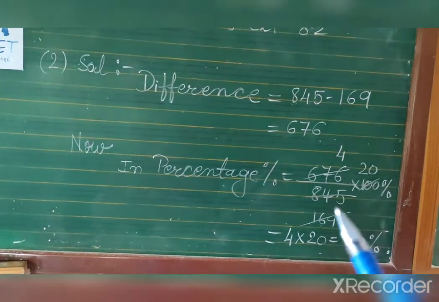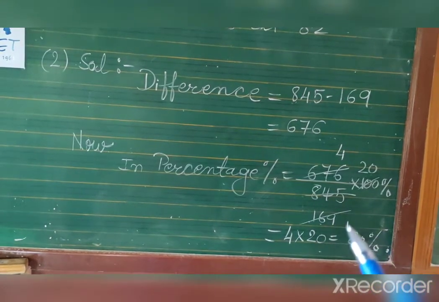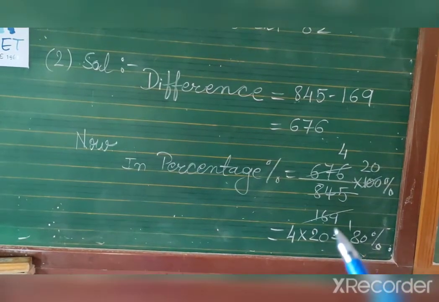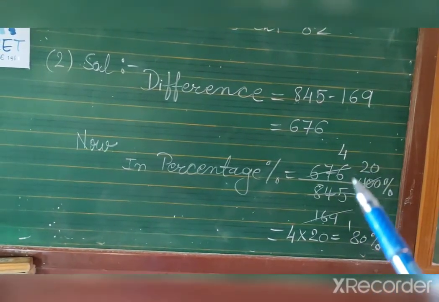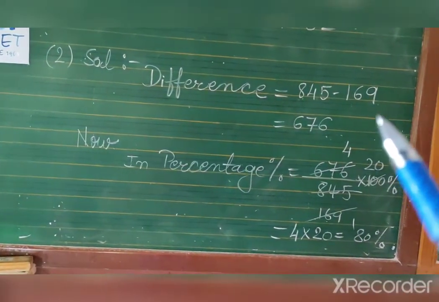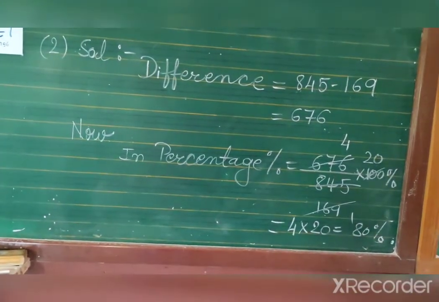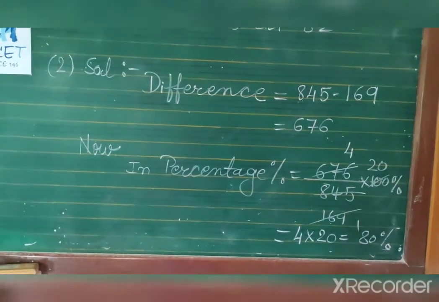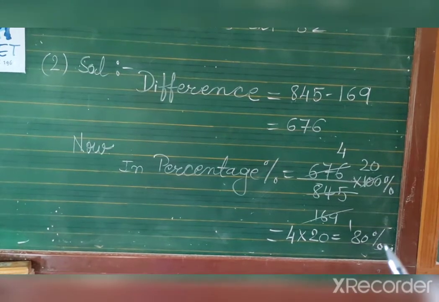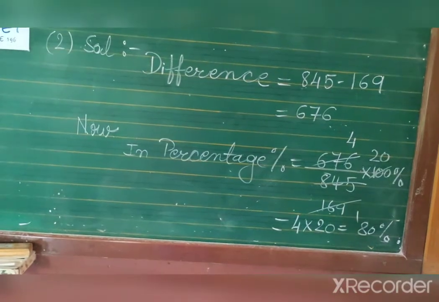So see here, divide both the numbers by 5. So 5 ones are 5, 5 sixes are 30, 5 nines are 45, 5 twos are 10, 0 as it is, 169 and 676. So 676 is divisible by 169 4 times. By 169, 676 is divisible 4 times. So 4 into 20, that means 80% decrease in people on Monday. Okay.